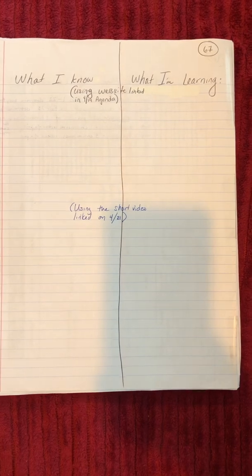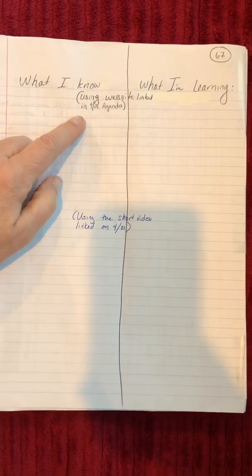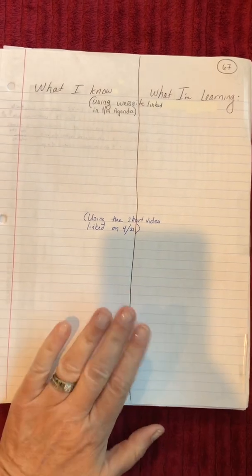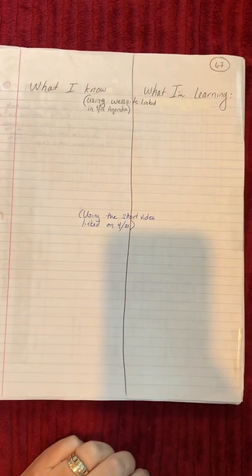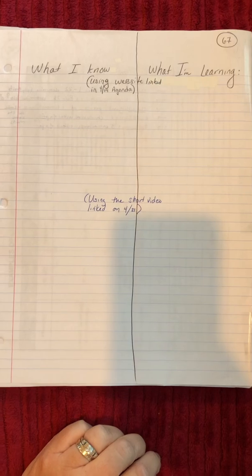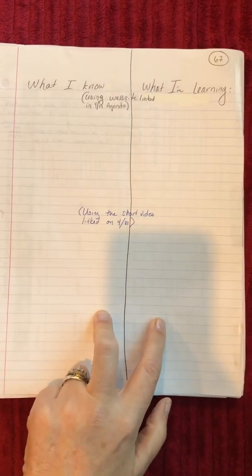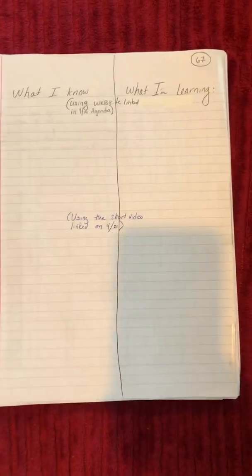We then did our I Know and What I'm Learning. We used 2 different sources. On Monday the 19th, we used a video that was posted on the agenda, and then on Thursday the 21st, we used another video that was posted on the agenda. Make sure that you've got things that you know and things that you're still learning about on both of these pieces.